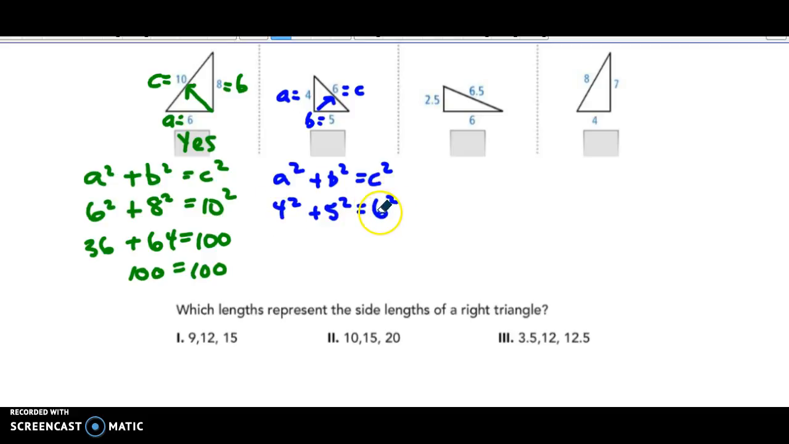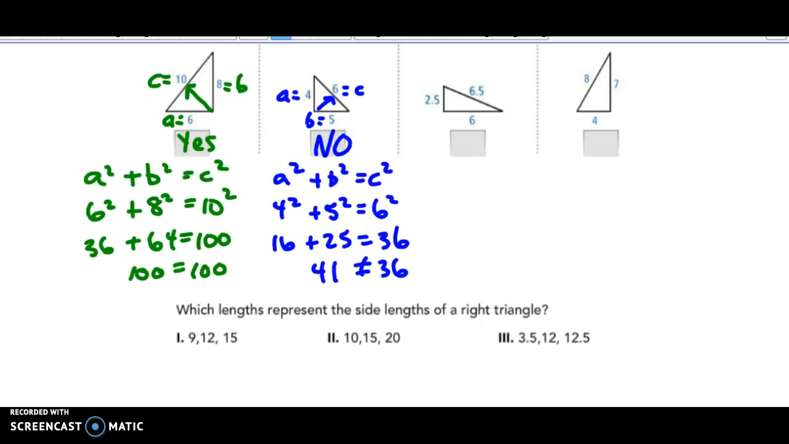We've substituted, now let's simplify. 4 squared is 16, 5 squared is 25, 6 squared is 36. When I add 16 and 25, however, I get 41. 41 does not equal 36. So I can prove that this is not a right triangle, because if A squared plus B squared equals C squared, then it is a right triangle, and if it is a right triangle, then A squared plus B squared has to equal C squared. In this case, it does not, so we can conclude that it is not a right triangle.